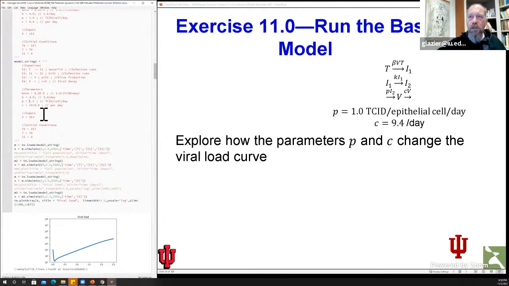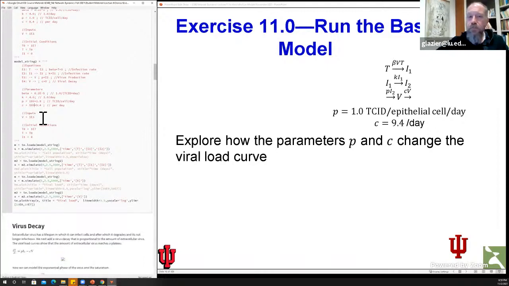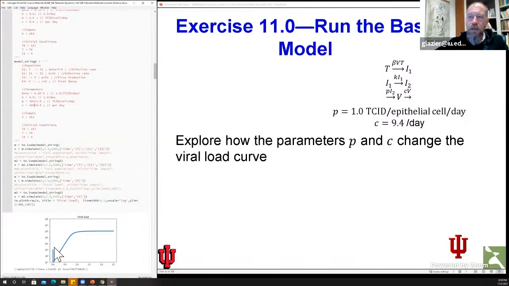One thing that could be potentially interesting is to multiply P and C by the same amount. And if you do that, you should find that the equilibrium value is the same. So if I multiply P by 100 and C by 100, what happens? The amount of virus initially goes down very rapidly, but it actually comes back on the same time scale to the same value. And so if I multiply both of those by the same constant, basically I get the same result. Anybody have any questions on that little exercise?